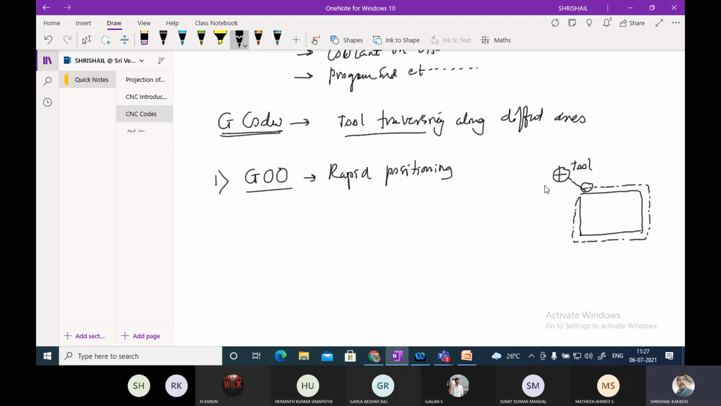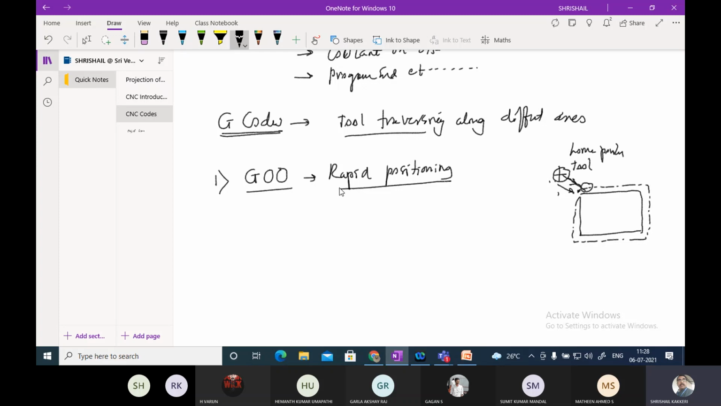And here you can please look here, the tool you are going to move from here to here, from the home position to the initial position of the cutting. That movement we are going to do, that can be rapidly taken without having any kind of control, without having a consideration of speed, feed and depth of cut. Just the tool will be rapidly moved to this position. It will be positioned. That is called rapid positioning, and it is represented by G00.